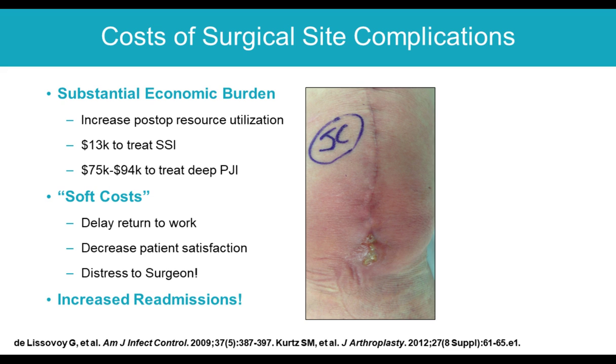These unfortunately also have quite a cost to our healthcare system. It costs around $13,000 to treat a superficial surgical site infection on average. And if a patient gets a deep periprosthetic joint infection, you can see the historical numbers, but in 2019, the cost to treat a deep periprosthetic joint infection is almost always above $100,000.